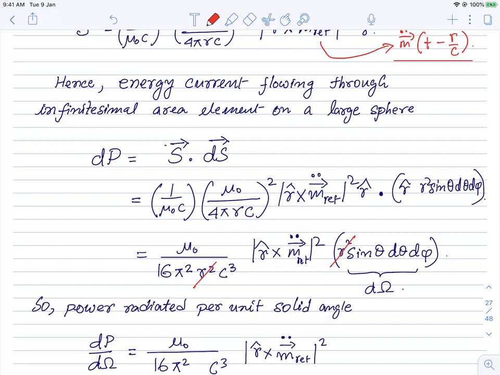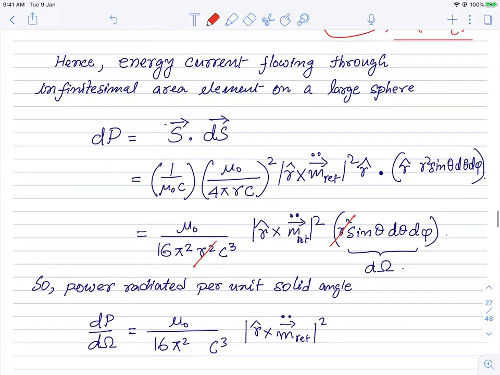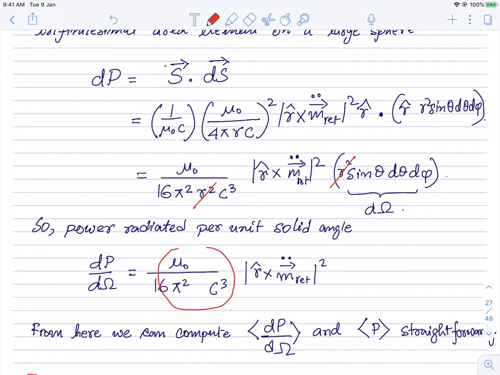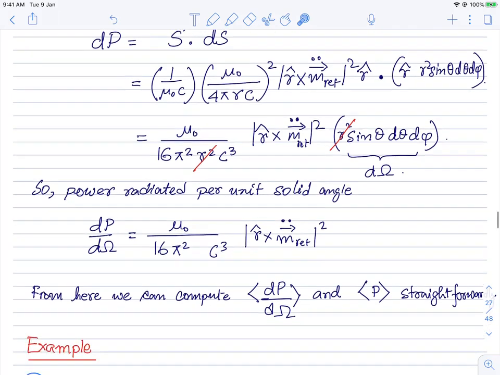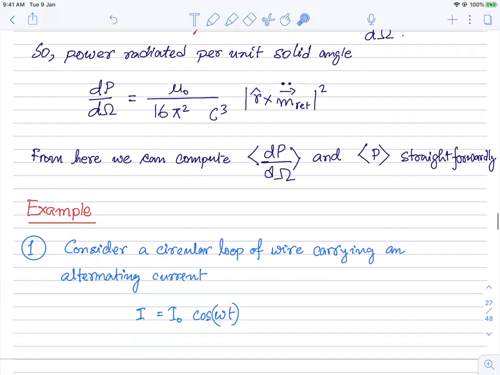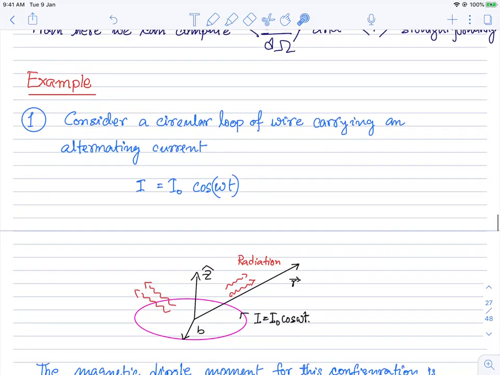That is again basically the same expression here. Okay, apart from some factor readjustment which essentially takes care of the unit change, because now we have the magnetic moment rather than the electric dipole moment. Okay, and from here you can again compute the average power per unit solid angle and the total power just by integrating. Okay, so let us see this in a couple of interesting examples.